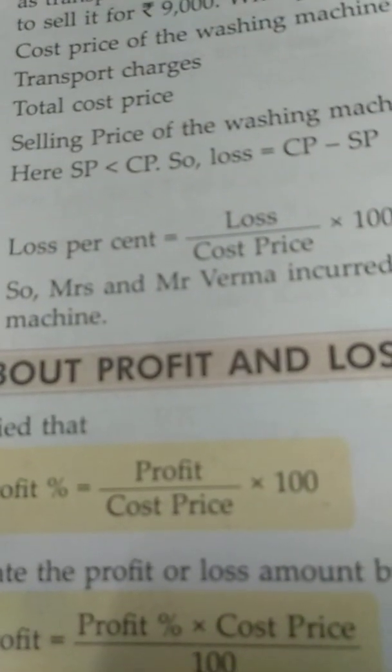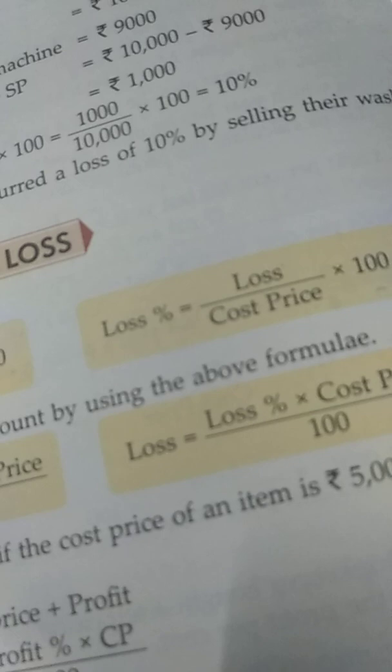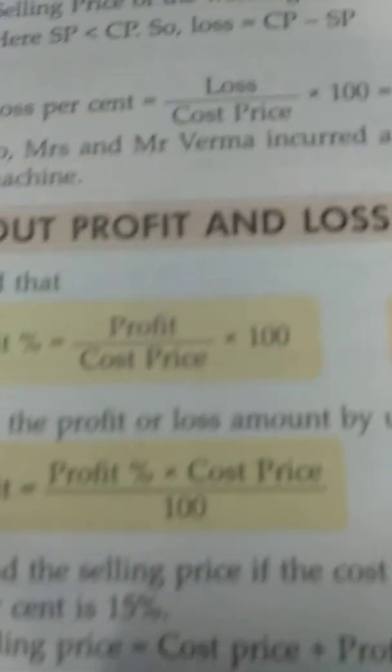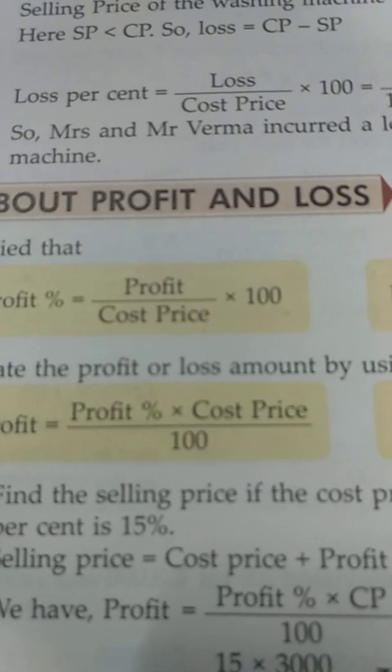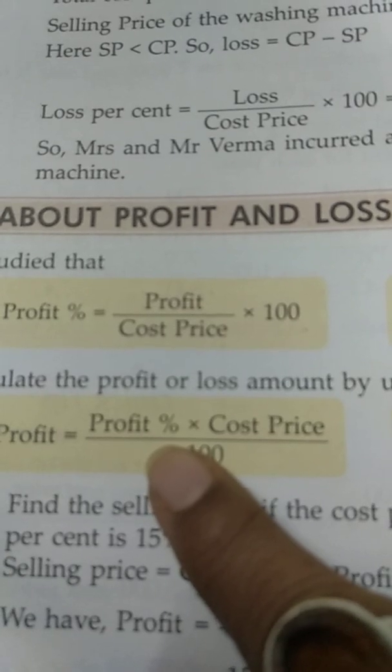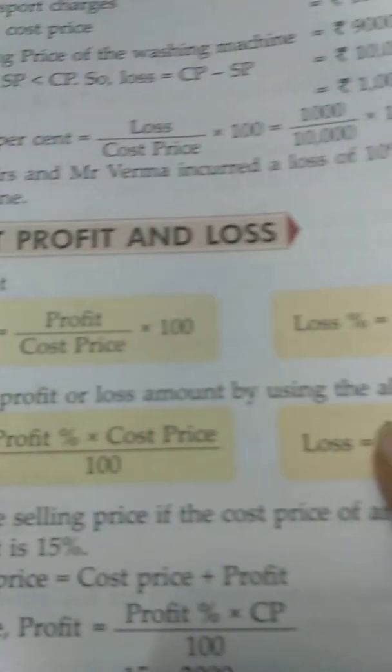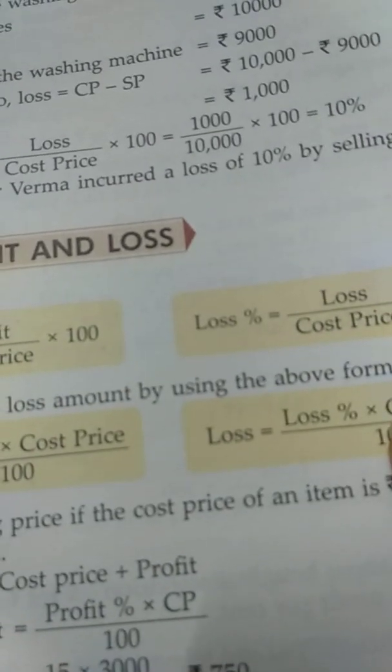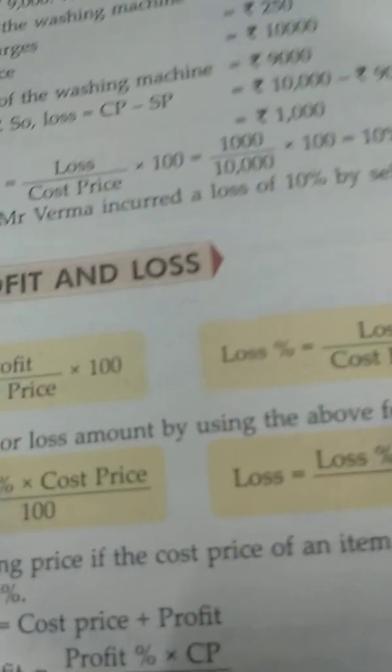After this, till now you have learned how to find CP, SP and the amount of profit. But now you will find out the profit percentage. So the formula is profit percentage, as you know how to find it out, profit by CP into 100. Loss percentage, loss by CP into 100. And if the profit or loss amount is not given and the percentage is given, then profit equals profit percent into CP by 100, or loss equals loss percent into CP by 100. So now let's do the sums.